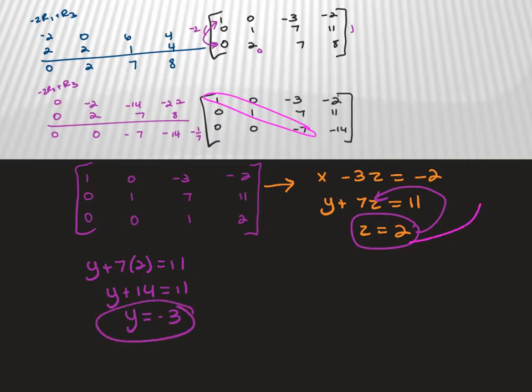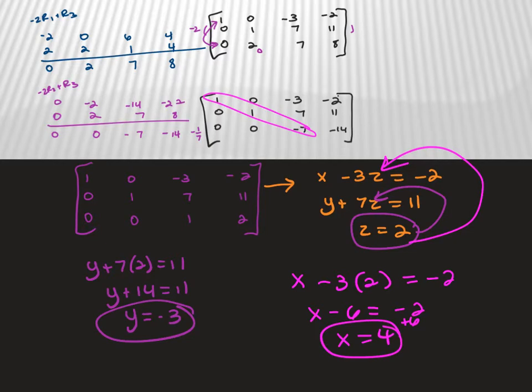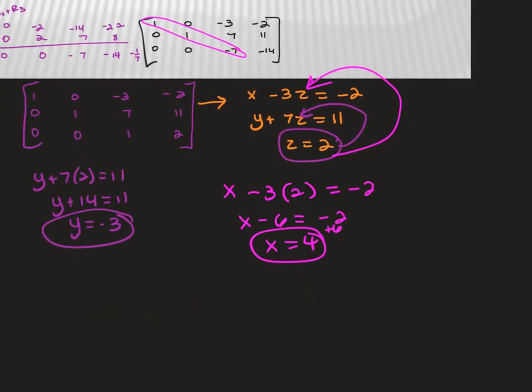And then I'm going to take the z and the y. Oops, there's no y. So I just need the z. X minus 3 times 2 equals -2. X minus 6 equals -2. And x would equal 4. And then your answer you will give me in coordinate point format, 4, -3, 2. That's Gaussian elimination with back substitution.